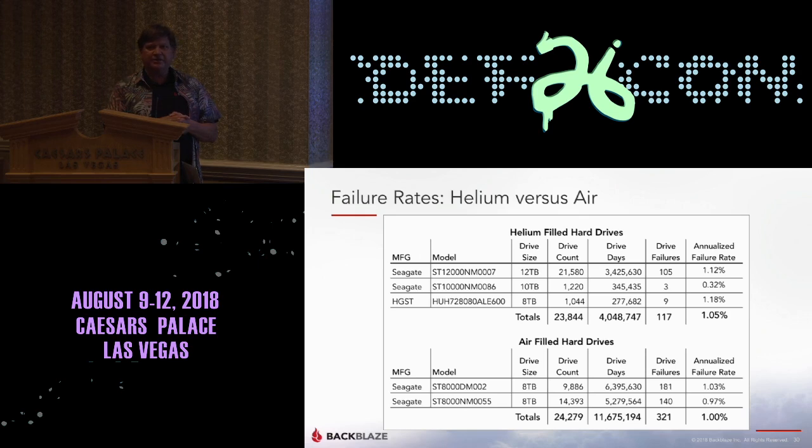And that was a crazy number for us. We bought 45 of them. It was the most expensive storage pod we'd ever built. But they're doing okay. They're in 3 years now, 3+ years now. That's a really good annualized failure rate after 3 years. And they're hanging on. So we'll see what's going to happen.